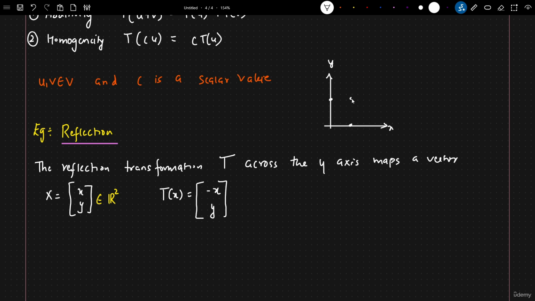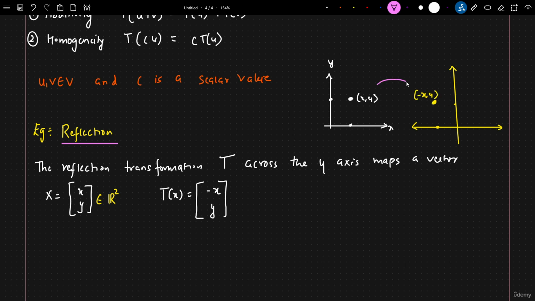Let's say x and y over here, I'm basically having this value. When I do this transformation, I should be able to get minus x comma y. So this and this. So from this point, it should be coming to this point, right? So if this is x comma y, this is minus x comma y.